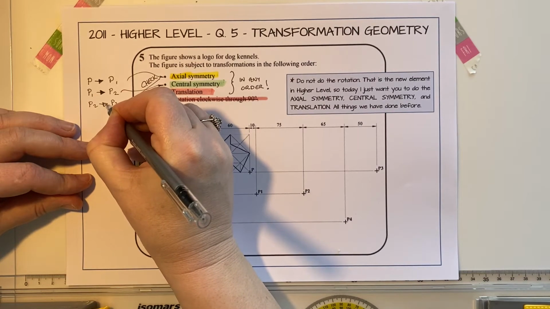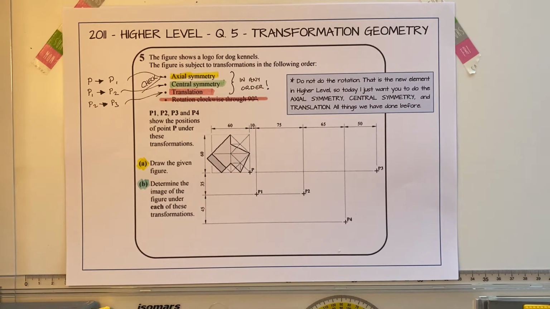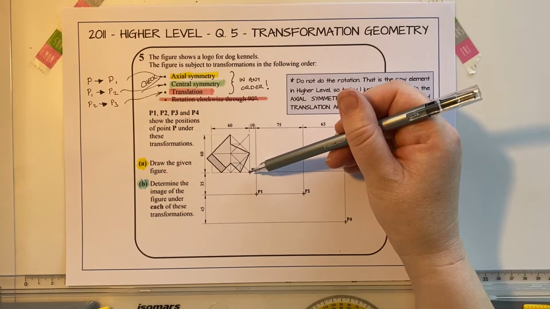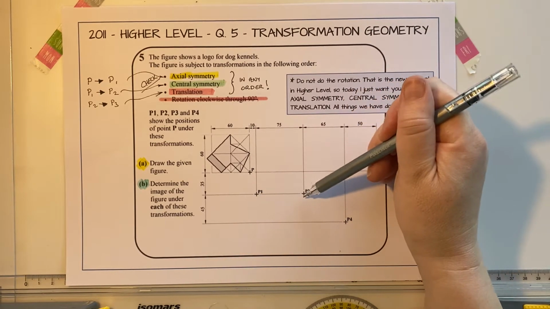So what they're telling you is the points labeled P, P1, P2, and P3. That's where the point P goes to after the translation. So they're saying, right, P was here, and after the axial symmetry, it moves to P1. Then P1 moves to P2.